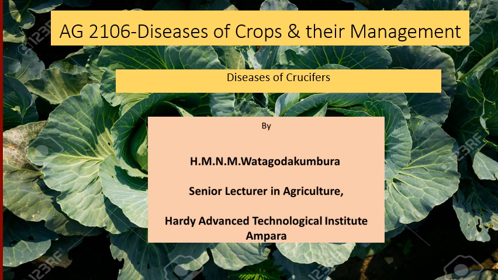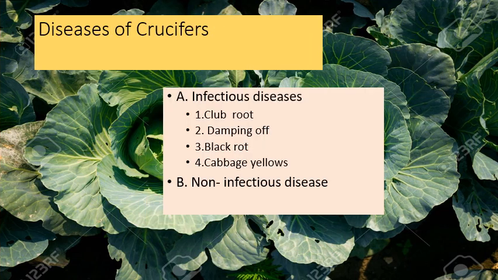HNDT Agriculture second year students, again, you are welcome to AG 2106 Diseases of Crops and Their Management subject. Under that, you have to learn diseases of crucifers. Under the diseases of crucifers, you have to learn about infectious diseases and non-infectious diseases. Under the non-infectious diseases, you need to learn about clubroot, damping of black rot and cabbage yellows.